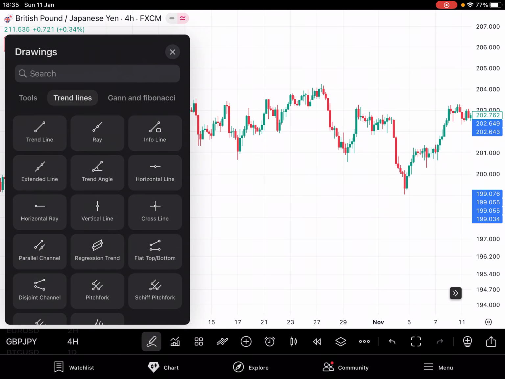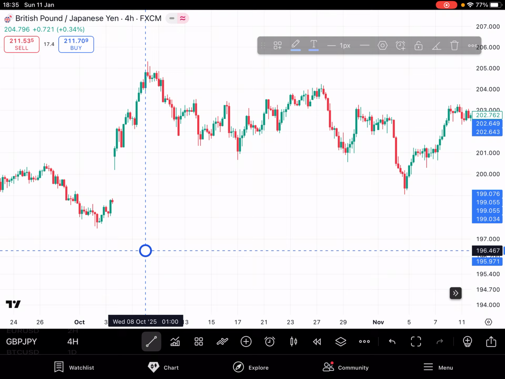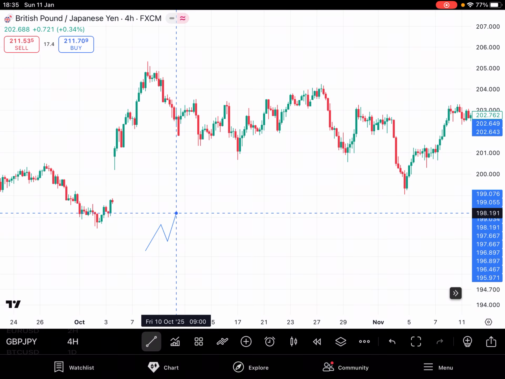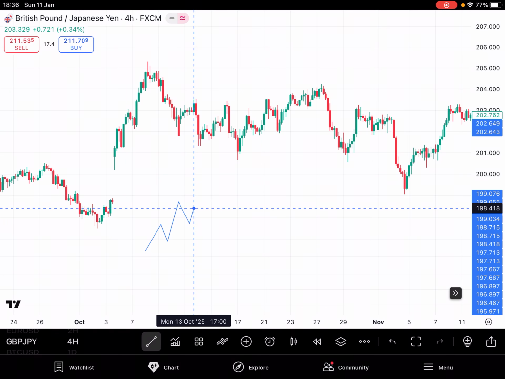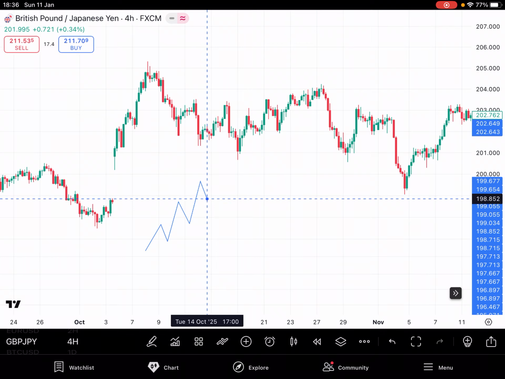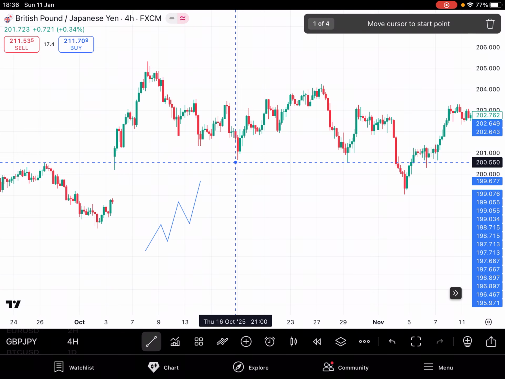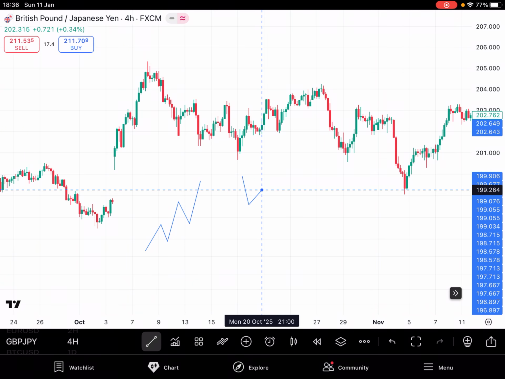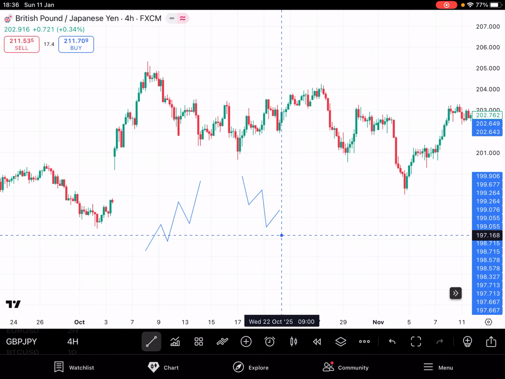Now, we all know that there are three movements in the market. Firstly, the market moves in an uptrend, creating higher highs and higher lows, higher highs and higher lows. Now, this is for an uptrend, and then the same thing for a downtrend.